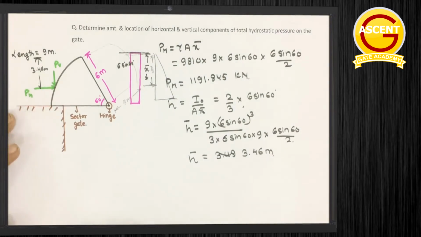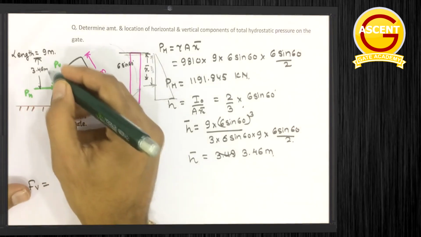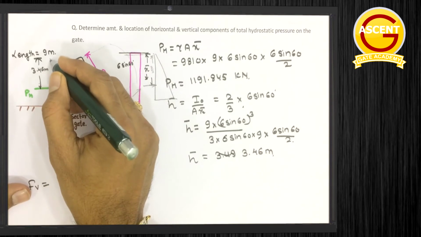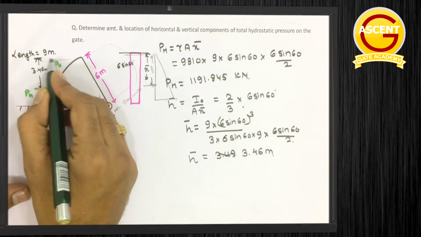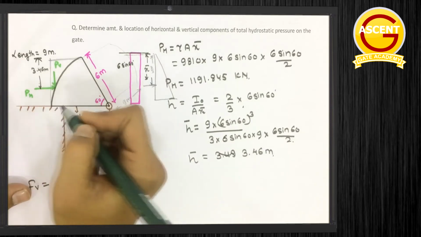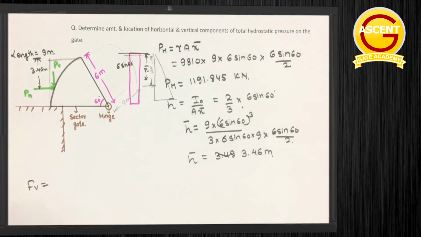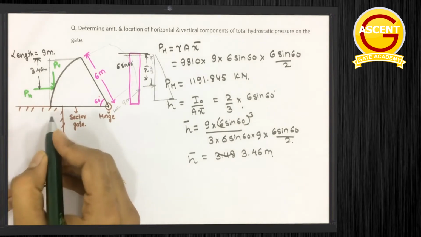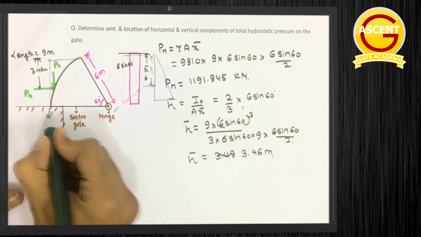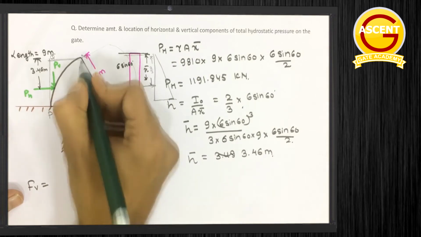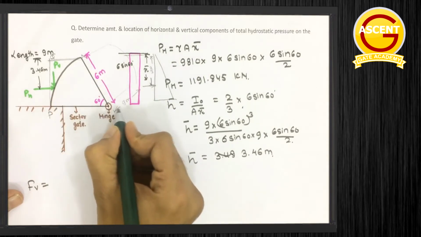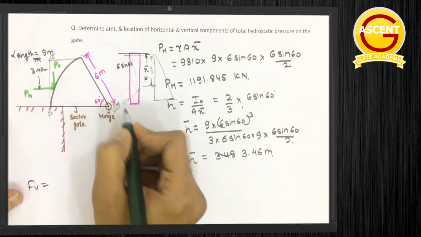Next we have to determine the vertical component FV. How can we determine this FV? FV, as I told you, is nothing but the weight of the liquid contained above this curved surface. That means this volume. Suppose this point is P, this is Q, this is N, and this is suppose M.